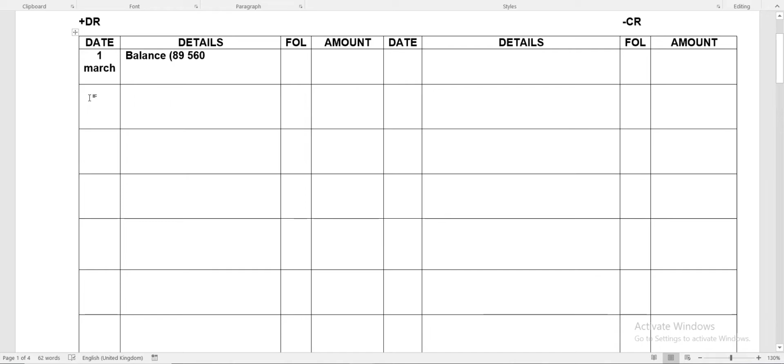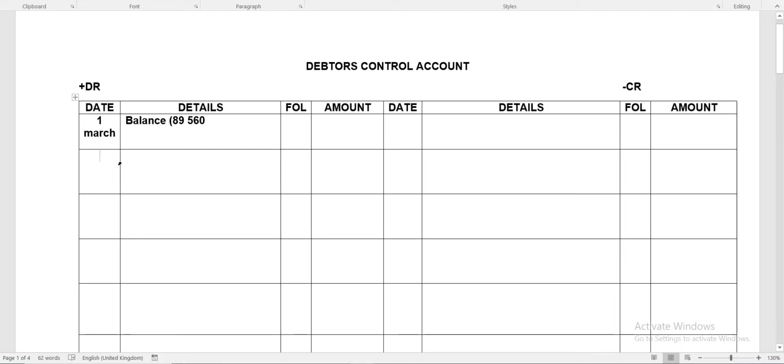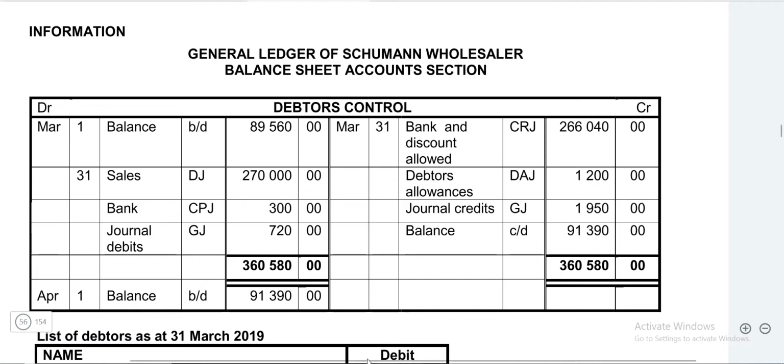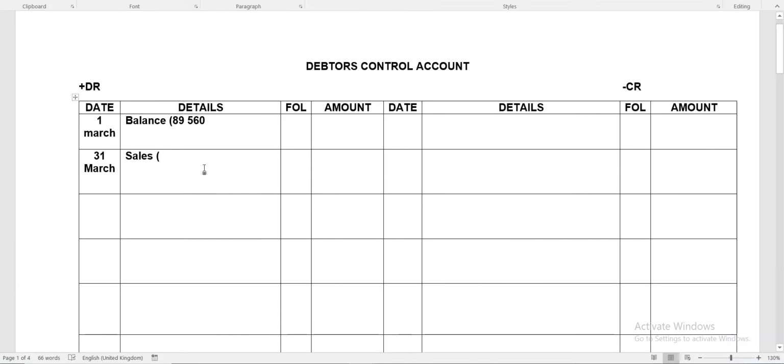Now we know that the thing that can increase our debtors control is our sales. So this is what we need to look for. So on the 31st of March, we need to go and check what is our total sales, and then just open a bracket for some corrections that we might need to do. According to this, in our debtors control, our total sales is 270,000. So we're going to enter that 270,000 here, and we might need to either increase or decrease it.